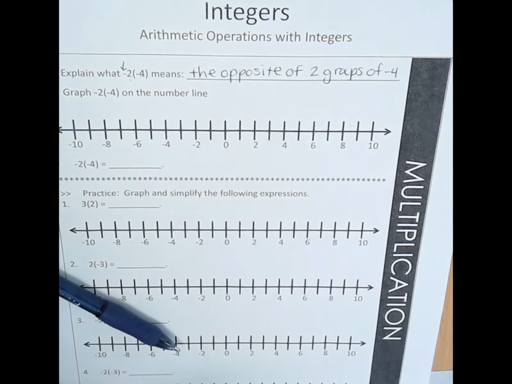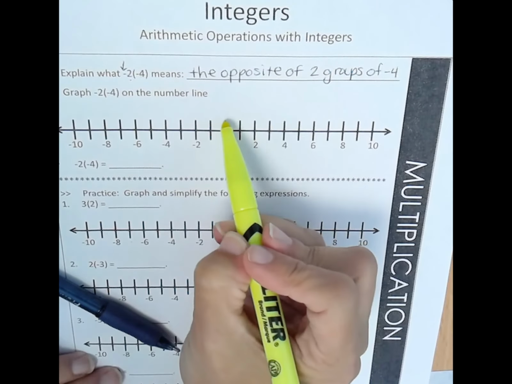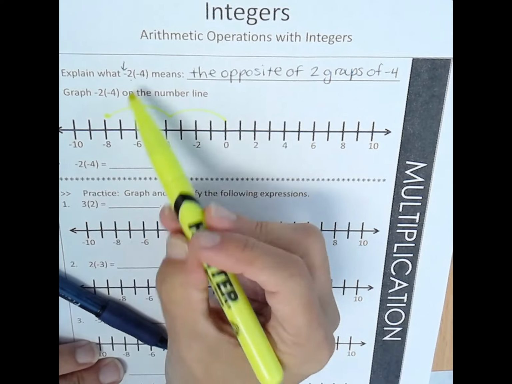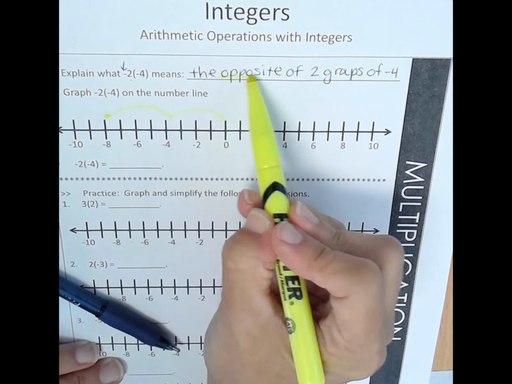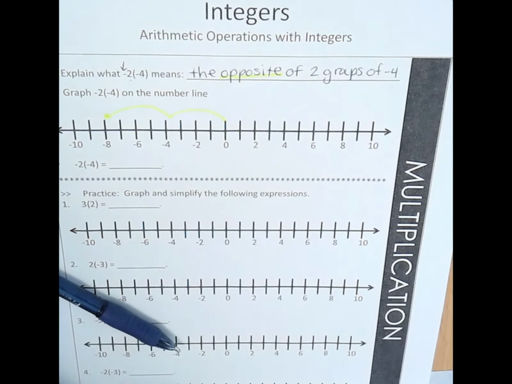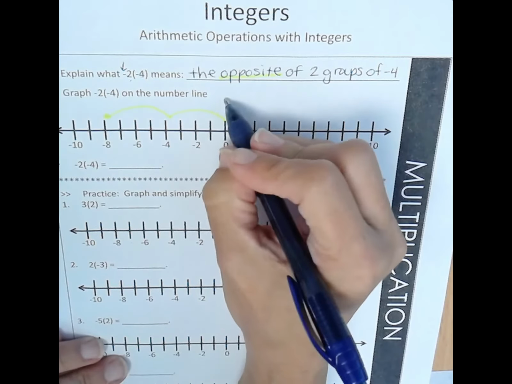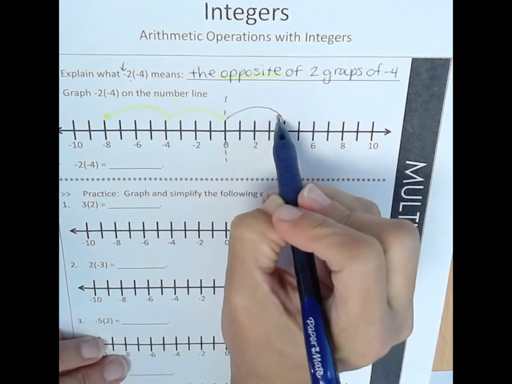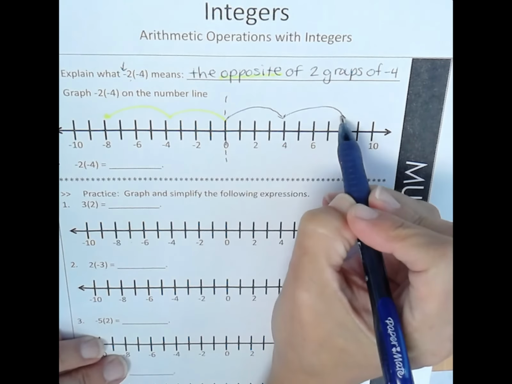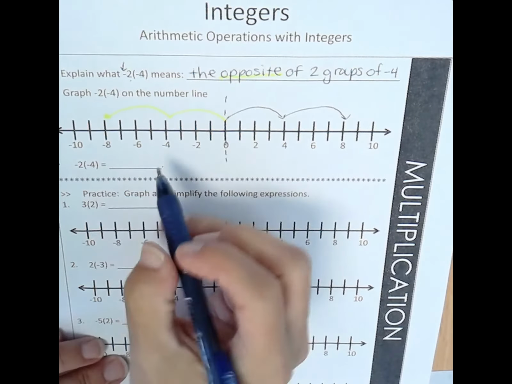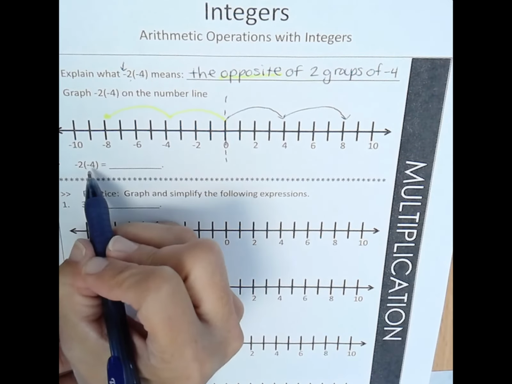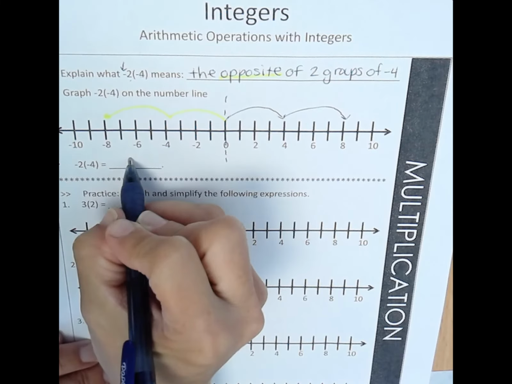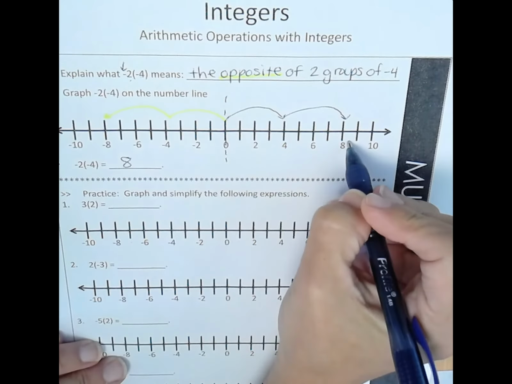So I'm going to show you 2 groups of -4 first. There's 2 groups of -4, but I want the opposite of that. So again, if I think of a mirror image, if I folded that over, I would have 2 groups. It would look like this. So negative 2 times negative 4, or the opposite of 2 groups of negative 4, is actually positive 8. You can see it ends up here at 8.